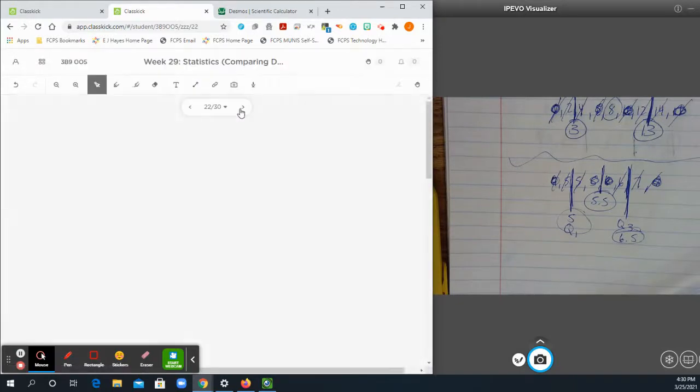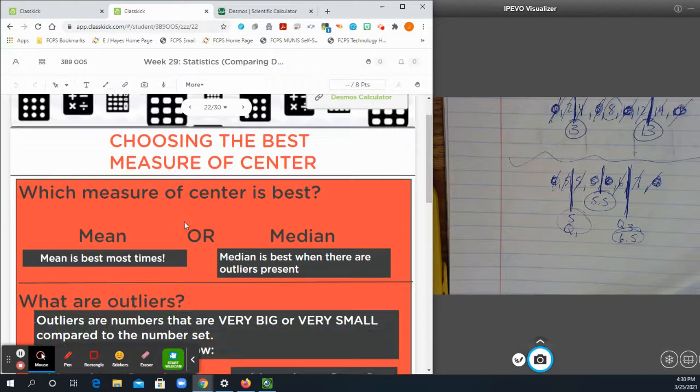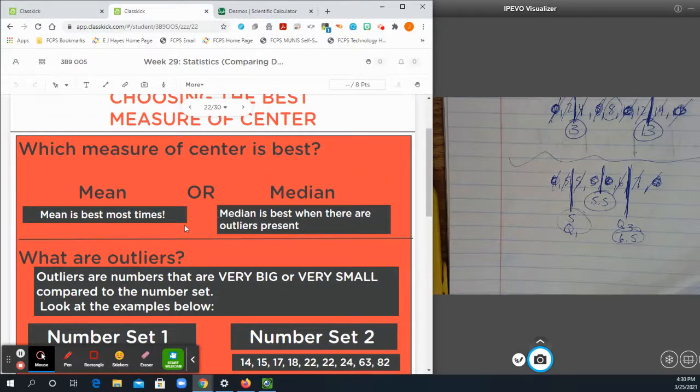All right, let's take a look at slide 22. So this is comparing just mean and median specifically. Sometimes you'll get a question, which measure of center is better, mean or median? And then they'll give you a number set. Well, that's what we're going to talk about on this slide.